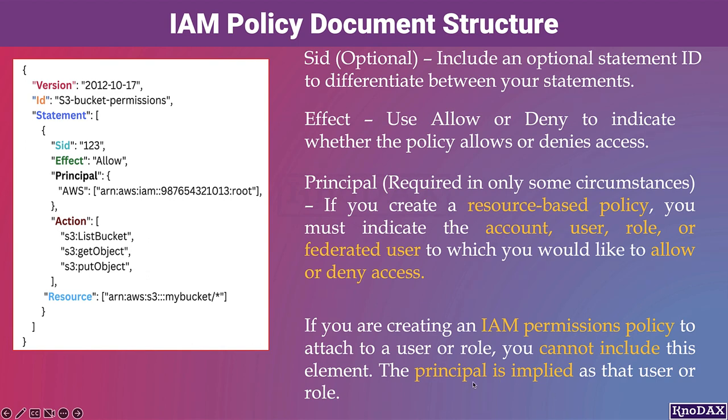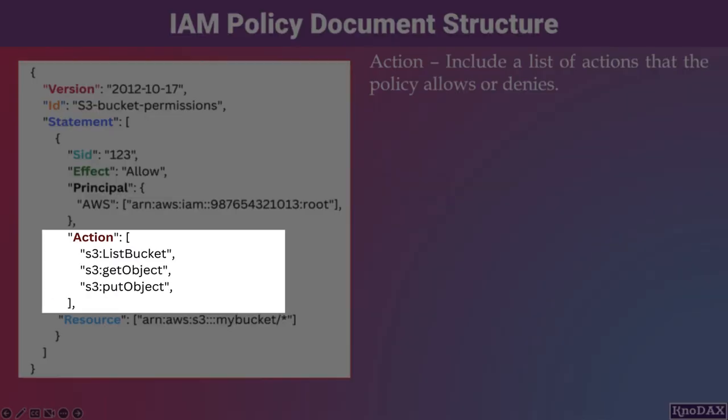The next element in an IAM statement is Action. That includes a list of actions that the policy allows or denies.